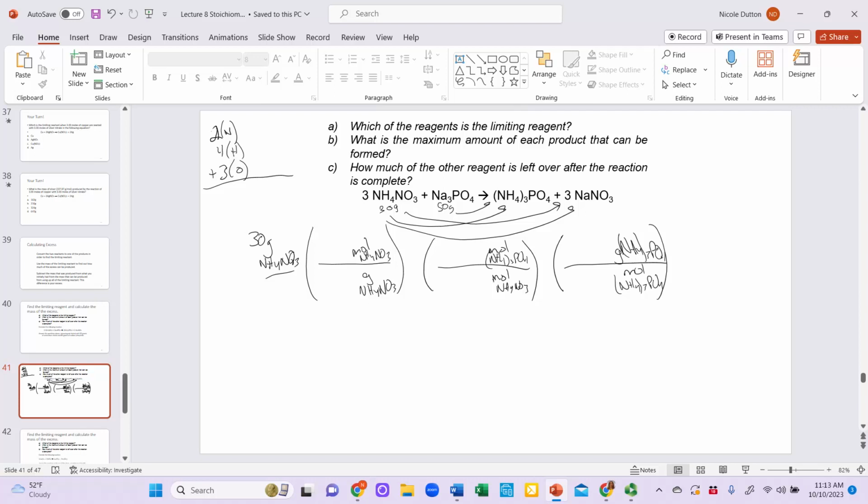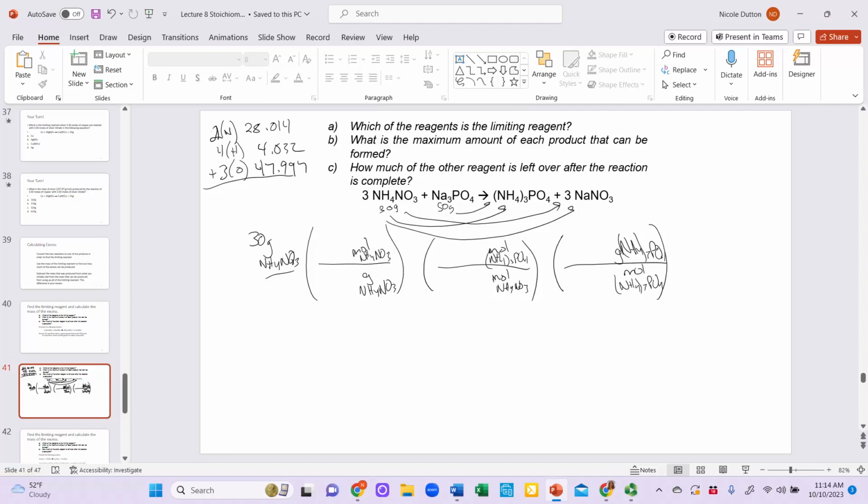Nitrogen is 14.007, and there's 2 of those. So we have 28.014. Hydrogen is 1.008, and there's 4 of those. So we have 4.032. And oxygen is 15.999, and there's 3 of those. So we have 47.997.